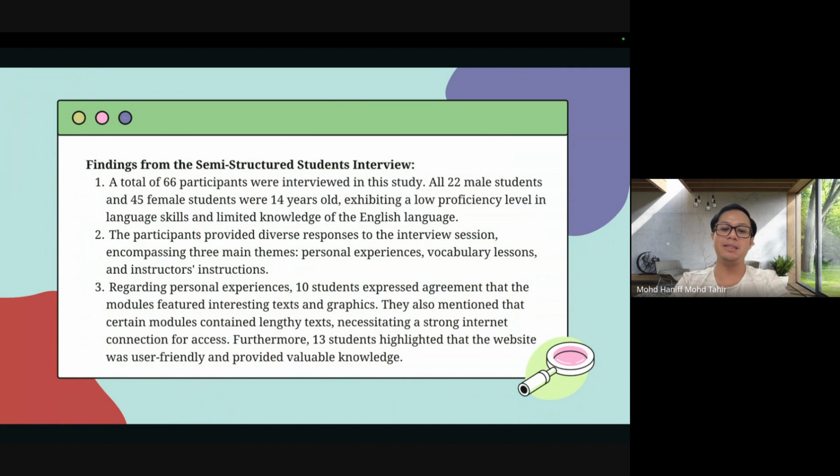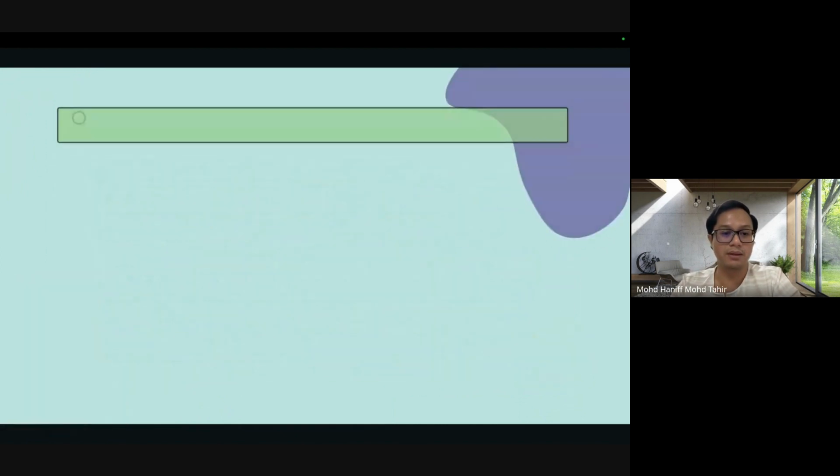Regarding personal experiences, 10 students expressed agreement that the modules featured interesting text and graphics. They also mentioned that certain modules contain lengthy text necessitating a strong internet connection for access. Furthermore, 13 students highlighted that the website was user-friendly and provided valuable knowledge. This further explains why many students find that the use of pictorial vocabulary learning modules has benefited them extensively.